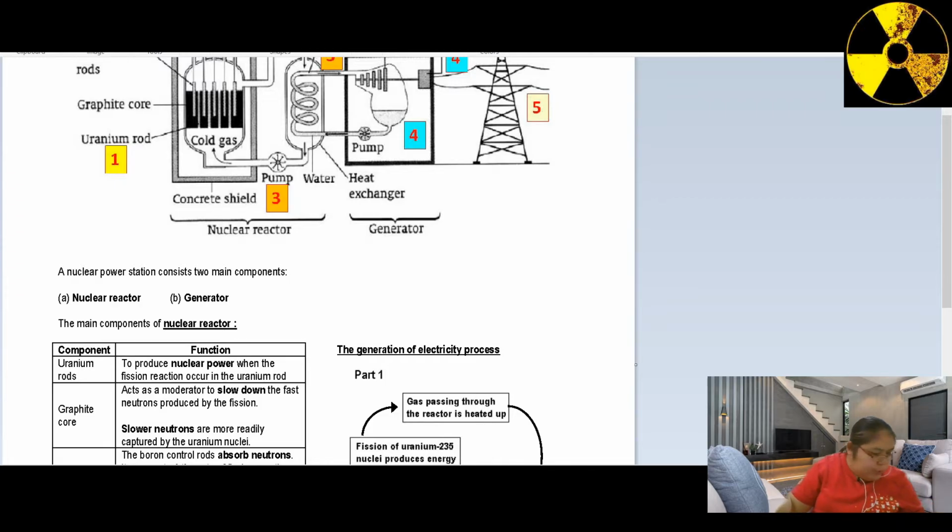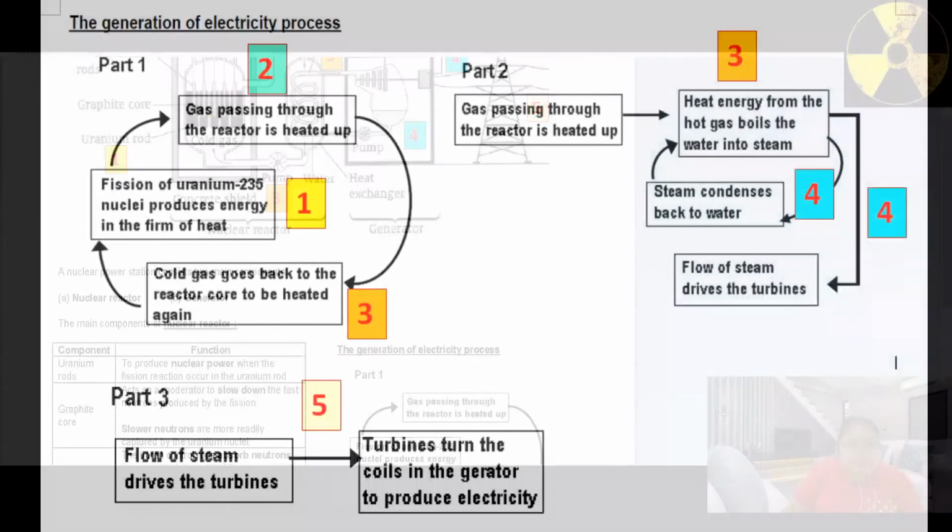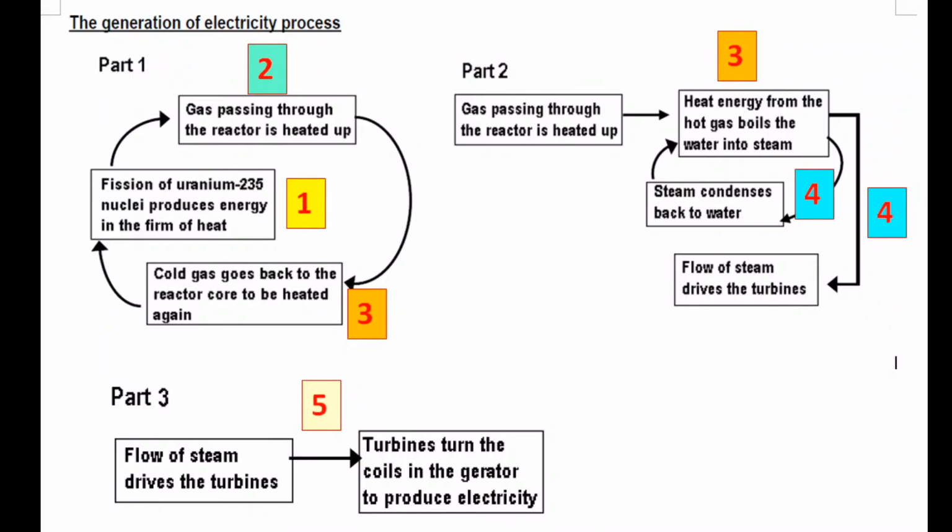I show you the number. Okay, this one is a number. Okay, you help me to label first one. Fission of uranium. So later you just refer to these notes. I never show you these notes, I just show you the diagram. So fission of uranium, your label is 1.